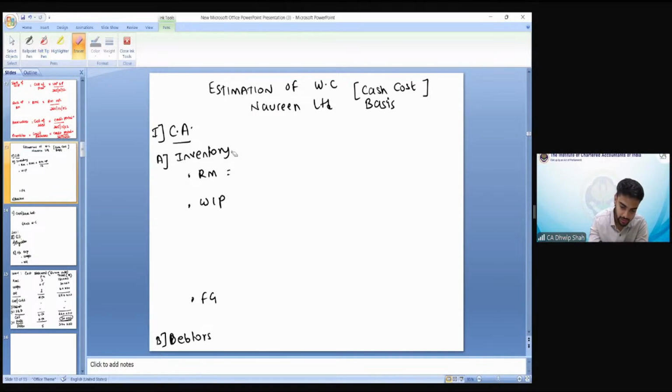So stock of raw material is nothing but my raw material consumption, which is 180. My raw material holding period is how much? 2 months. I hold my raw material in store for 2 months. So 180 into 2 divided by 12. कितना आ रहा है? 30.